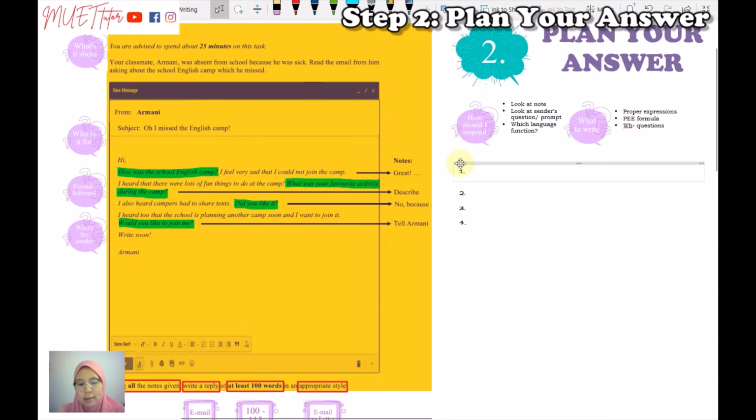Then you analyze these side notes. How? First, you ask yourself, how do they expect me to respond? So you look at the note great, and the same is question, how was the camp?